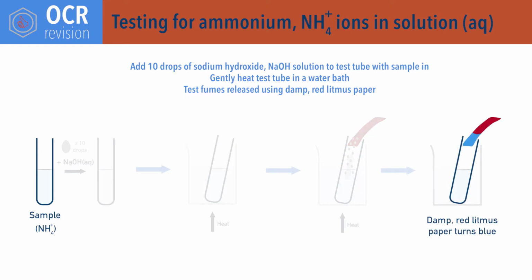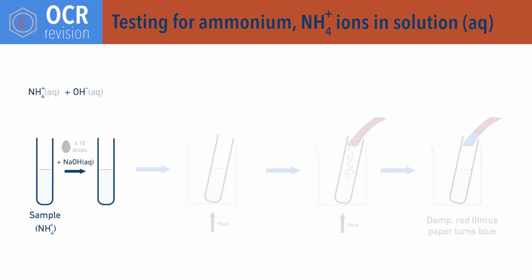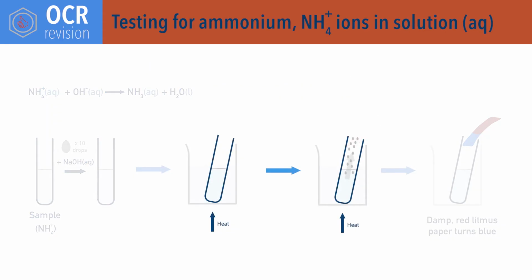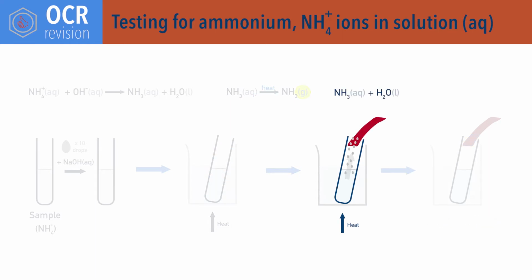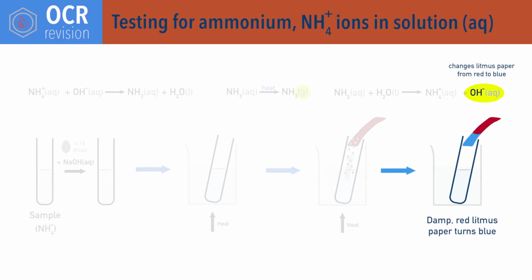blue color. This test works on the basis that the sodium hydroxide added reacts with any ammonium ions in the sample, forming ammonia and water. As the solution is gently heated, the ammonia leaves the solution as a gas. This ammonia gas released then reacts with the water on the litmus paper, forming ammonium ions again and hydroxide ions. The hydroxide ions cause the color of the litmus paper to change from red to blue. This is why red litmus paper is also used to test for hydroxide ions in solution.